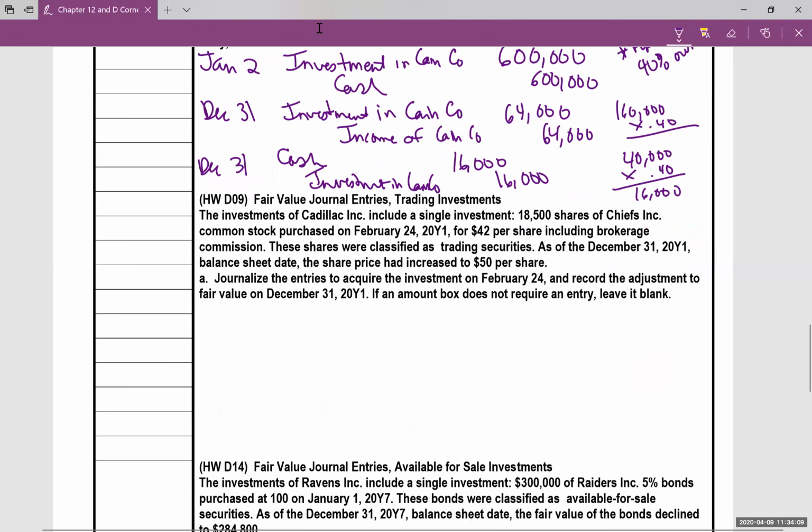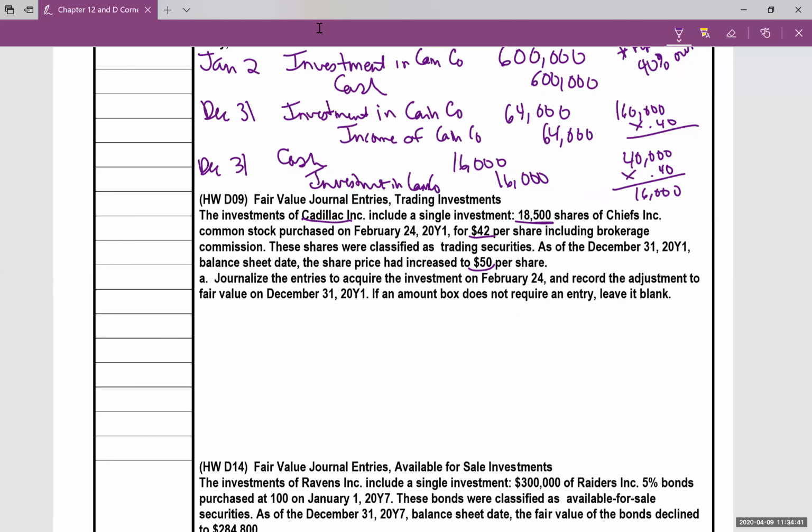Homework D9, fair value journal entries, trading investments. Okay. We have the end of this page and one more page to go. The investments of Cadillac include a single investment, 18,500 shares of Chiefs common stock purchased for $42 per share, including the brokerage. These shares were classified as trading securities, and as of the balance sheet date, the share price had increased to 50. So we got to journalize the entries.